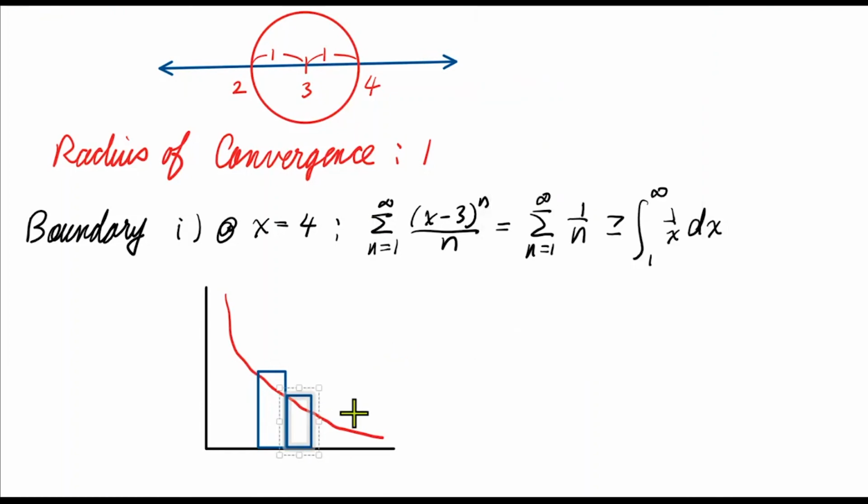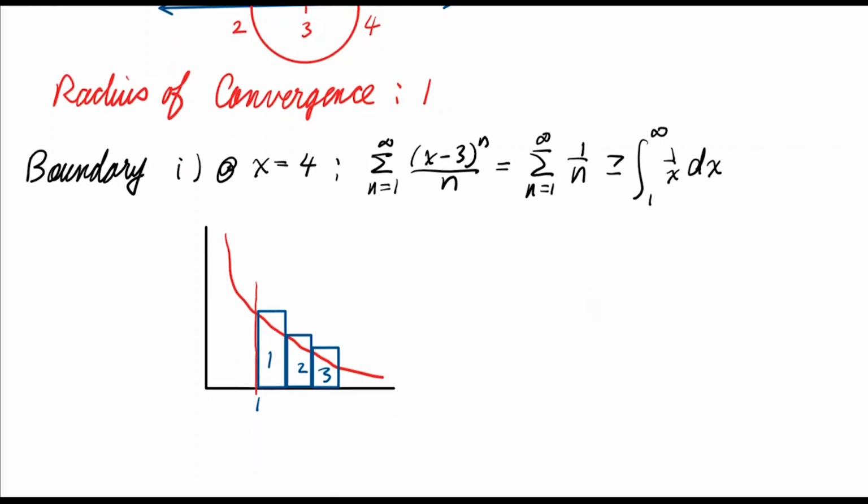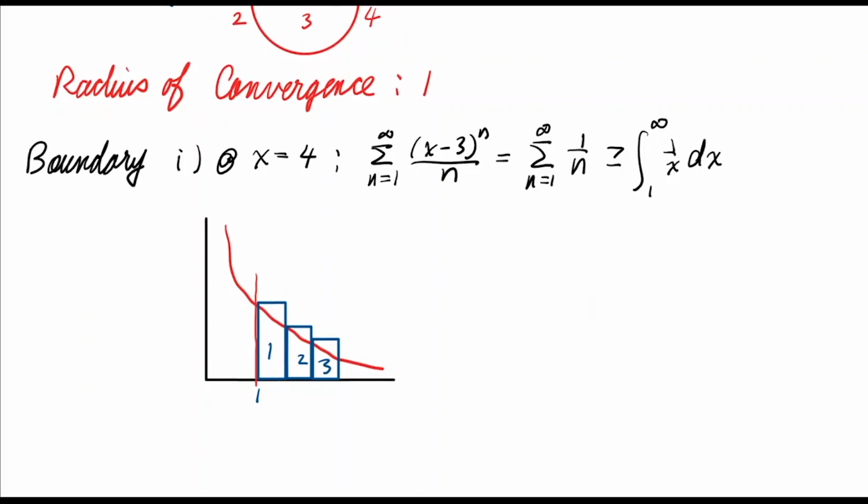Let me draw one more just for prettiness. So these are the rectangles. This is rectangle number 1, 2, 3, and this left-hand corner is 1, correct? And my integral starts from right there. So it is 1 now, isn't it? Say yes. Okay. And this now is the limit as b approaches infinity of the integral from 1 to b.